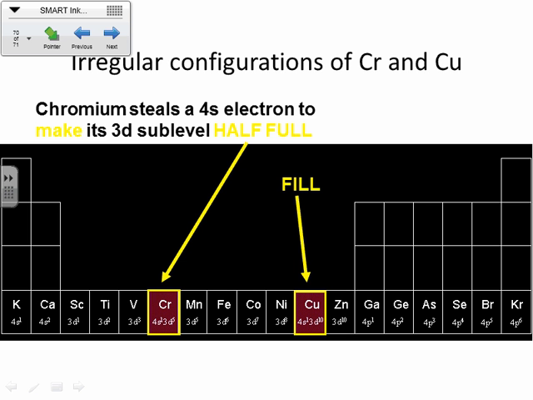Okay, so with anything really in the column with chromium, so chromium's number 24 up there, anything in that column, Mo, molybdenum, W, which is tungsten, any of those will do the exact same thing, okay, because they're all in the same column. Anything in the copper column, copper, silver, gold, any of those will do the same thing where they push an electron up from the s's so that they have full d's.